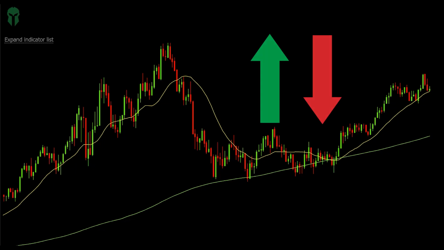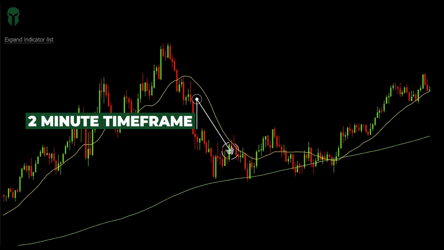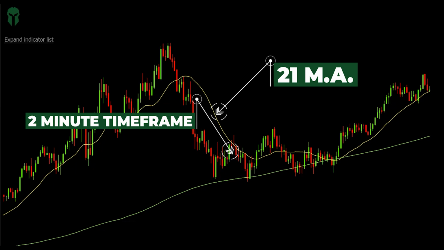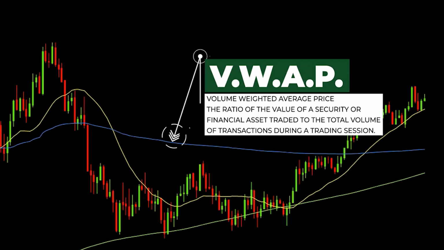Before we move any further, let's just recap. We're using a 2-minute time frame. We're using a 21 moving average on a 2-minute chart, and we are using a 200 moving average on a 2-minute chart. Next, we are going to add VWAP to the chart.